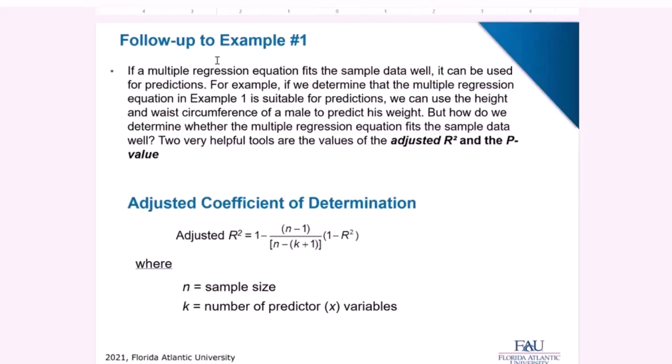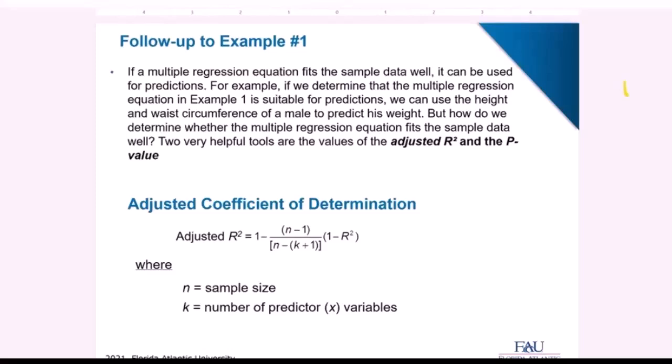There are two very helpful tools, and those are the adjusted R squared and the p-value. Take note, this is very important. We're always going to be looking for our adjusted R squared value and our p-value. We're not going to be using this equation. I put it in here just like always so that you understand where it's coming from.